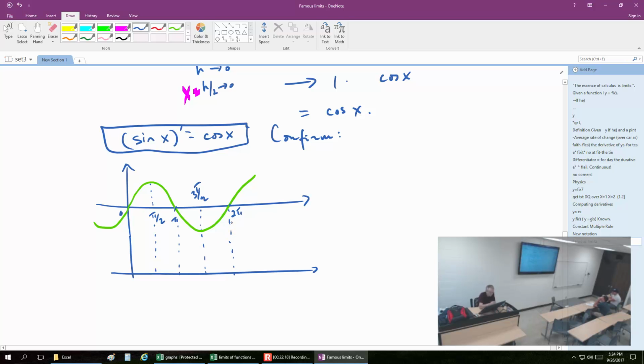Cosine starts at 1, here. And then at pi over 2 it hits 0. We just saw the graph, and then it goes down and hits 0. Then it reaches its minimum at pi, where the value is -1. Then it starts to go up again, hits 0, and then reaches its highest point again, and then it keeps doing it. Okay, so do you see these two match?